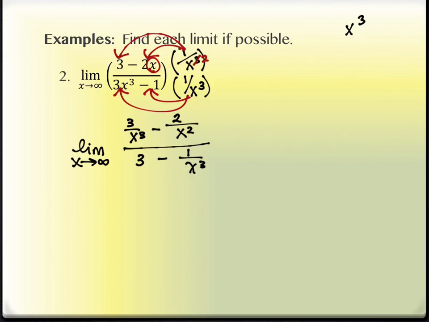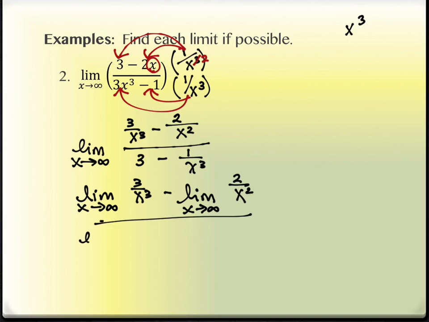So this piece, I'm going to write this one out fully, and we won't write it out on necessarily every problem. But this actually means now we have the limit as x goes to infinity of 3 over x cubed minus the limit as x goes to infinity of 2 over x squared, over the limit as x goes to infinity of 3 minus the limit as x goes to infinity of 1 over x cubed. Right? We're taking the limit of each individual piece. And we had a property back in chapter 1 that said we can do that. Right? If we have the sum and difference of things, we can take the limits of all the pieces. We have a property that allows that.